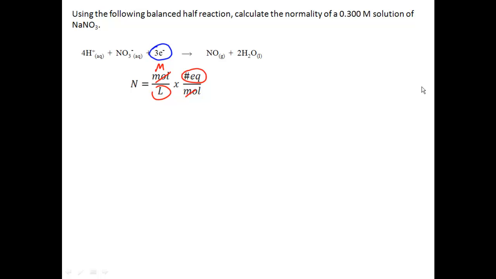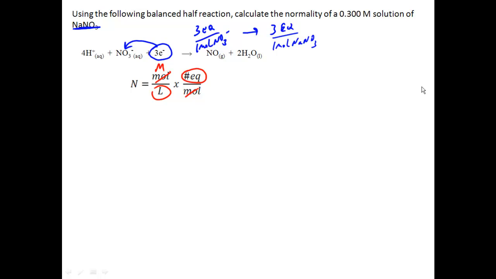H plus is 3 equivalents per every 4 moles of H plus. There's 3 equivalents for every 1 mole of nitrate. 3 equivalents per every 1 mole of NO. 3 equivalents per every 2 moles of H2O from the balanced equation. Well, we're looking for sodium nitrate, so I want to compare that to the nitrate. That tells me I've got 3 equivalents for every 1 mole of nitrate. And how is nitrate related to sodium nitrate? Well, there's a 1-to-1, which basically means there's 3 equivalents for every 1 mole of sodium nitrate.